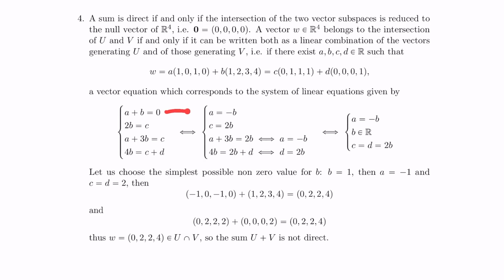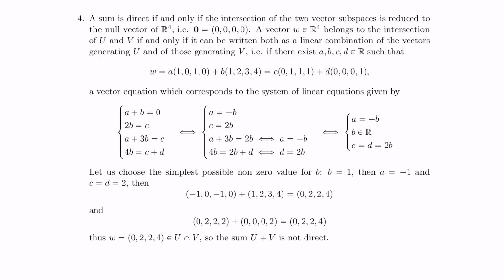The first equation tells us that A is the opposite of B, and the second equation tells us that C is 2 times B. Introducing this information in the third and the fourth equation, we find these two equations here. You see that this equation and this equation are the same, and this equation tells us that C equals D equals 2B. Hence, we have A equals the opposite of B, B is free to vary in R, and C and D are equal to 2 times B.